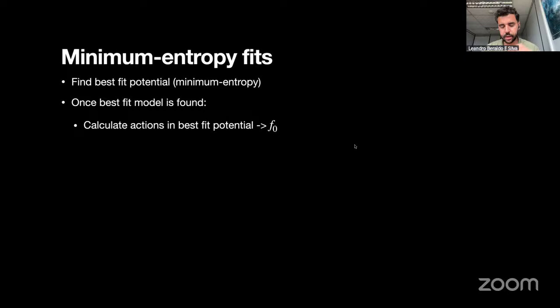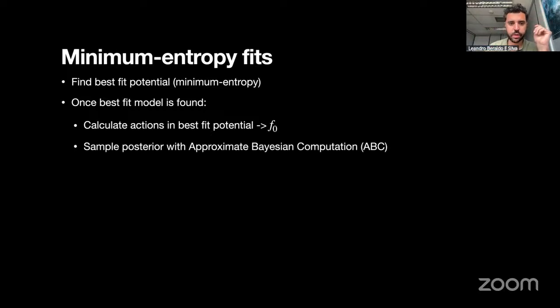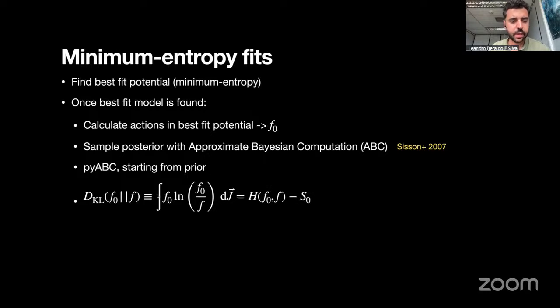I'll explain that in a second, but just to explain the main idea here. Once you find the best fit potential, you calculate actions in this best fit potential, and you assume the DF described in this sample is this F0, as I'm calling it here. And then, because of the reasons I was explaining, you need to use approximate Bayesian computation. Sometimes people call this likelihood-free estimates. So again, you can sample your posterior, characterize your posterior probability, without assuming a likelihood. That's what we are doing here. For that, I use this software called pyABC, and the essential idea is that for each potential, for each model that you are probing, you need to generate a new data set.